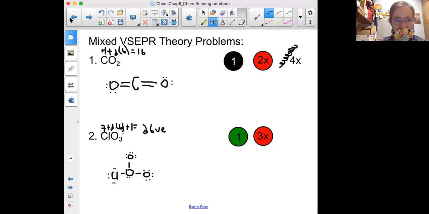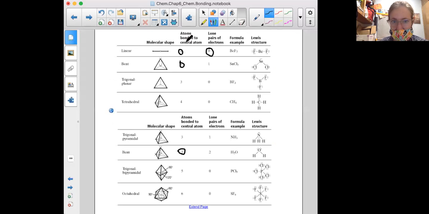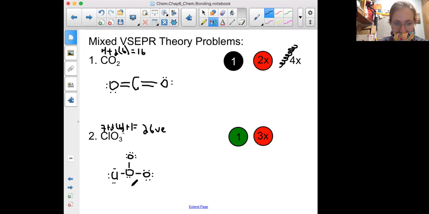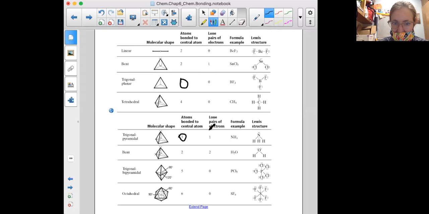How many atoms are bonded to the central atom? It's 3, right? I got a chlorine and 2 oxygens. So it could be trigonal planar. Whoops, way to cover up that 3. Or trigonal pyramidal. Now we've got to take a look at the second column. How many lone pairs of electrons are on the central atom? In this case, 1. So looking for a 3, 1. There it is. Okay, it's going to be trigonal pyramidal.